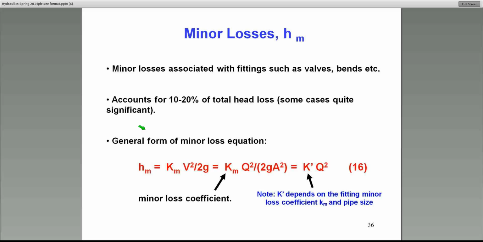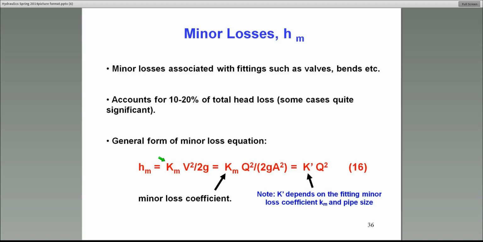Minor losses. These are due to fittings and pipes normally, and most of those fittings, the head loss associated with those fittings can be expressed in this form: Km V squared over 2g, where V squared over 2g is the velocity head. Km is basically the minor loss coefficient.